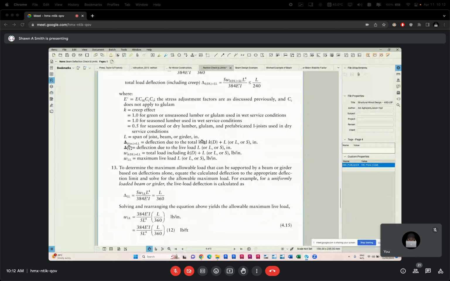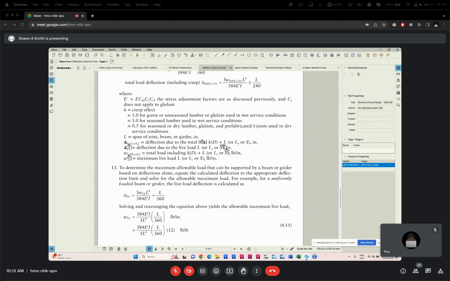And the deflection, K, total deflection, is due to the total load, K times D plus L, or LR plus S. Fine. So the combination now could be dead plus live in the case of floor, dead plus roof live in the case of roof, or dead plus snow in the case of snow. All right? That's total deflection. The deflection due to live load is going to be either floor live, roof live, or snow live. In our case, we're doing floor beams. We're going to have floor live, occupancy live load. All right.